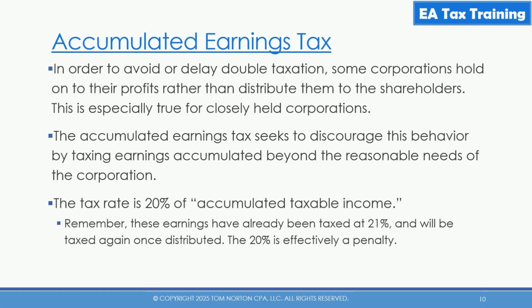And remember, these same earnings have already been taxed at 21%. And they're going to be taxed again here. 20% of the accumulated taxable income will be taxed. And of course, once they are finally distributed out to the shareholders, they will pay tax again. So this accumulated earnings tax really is a penalty, even though technically it is called a tax.